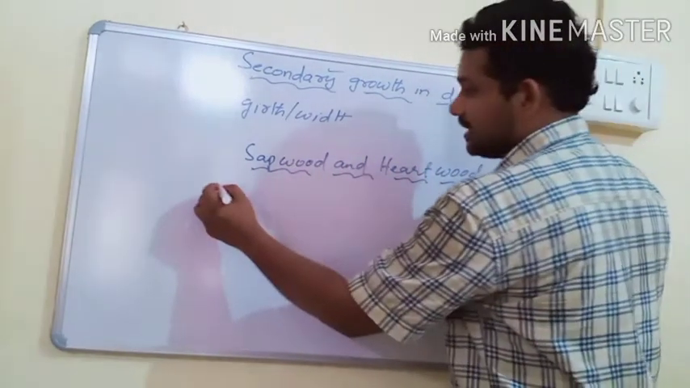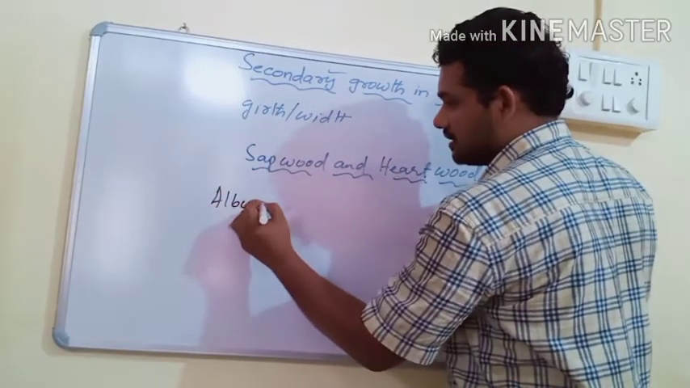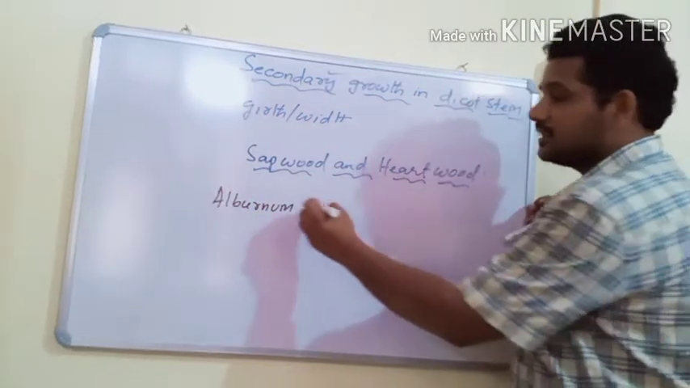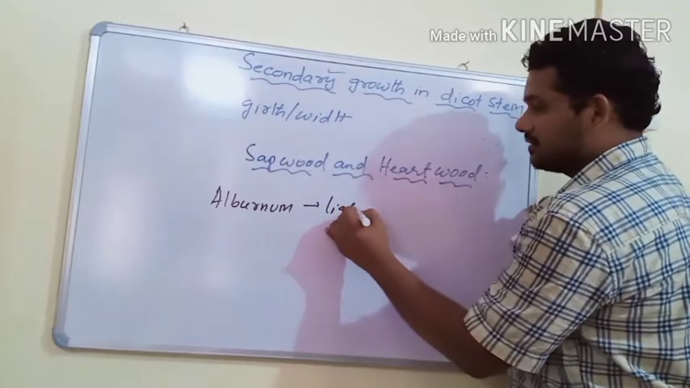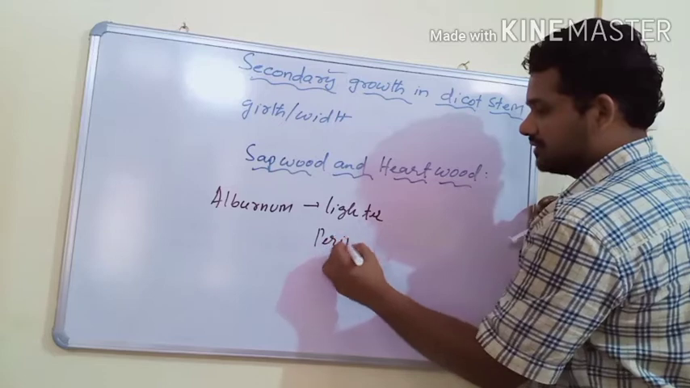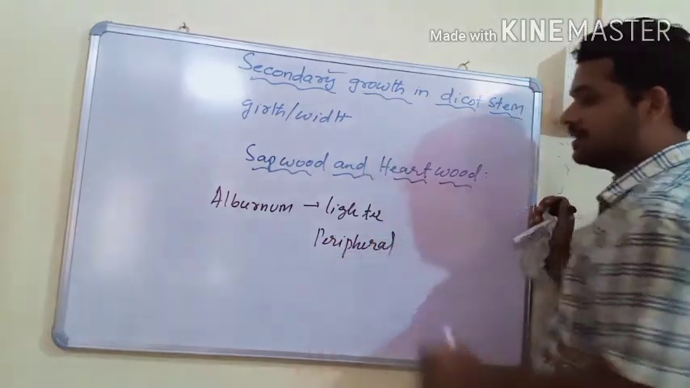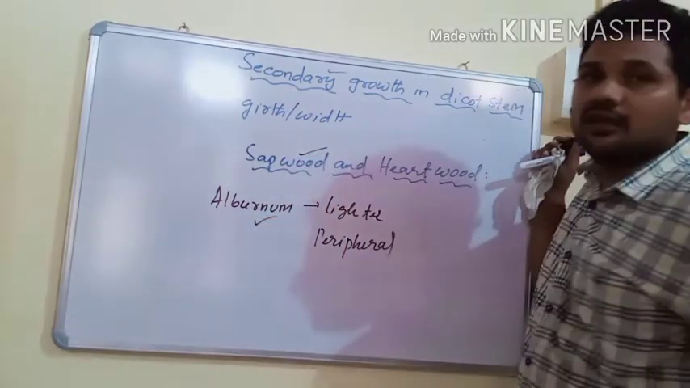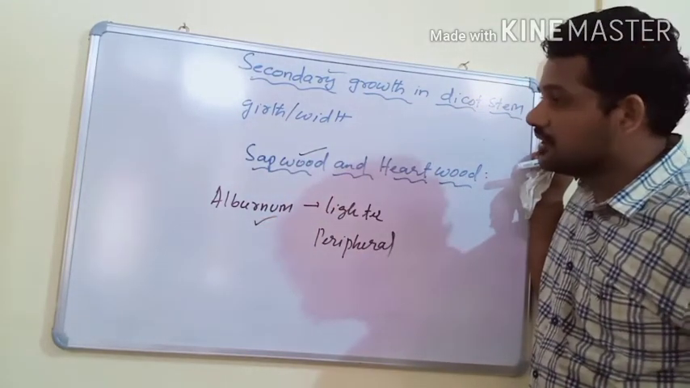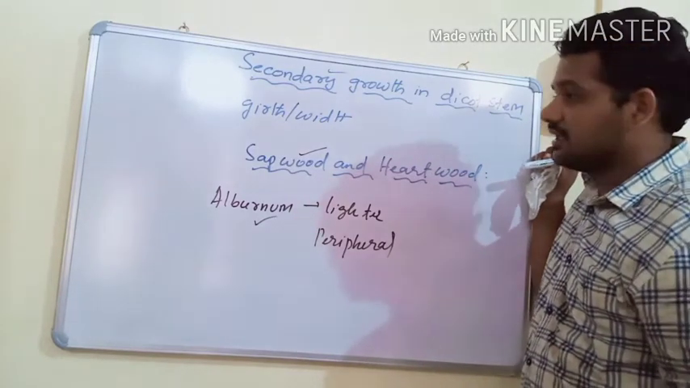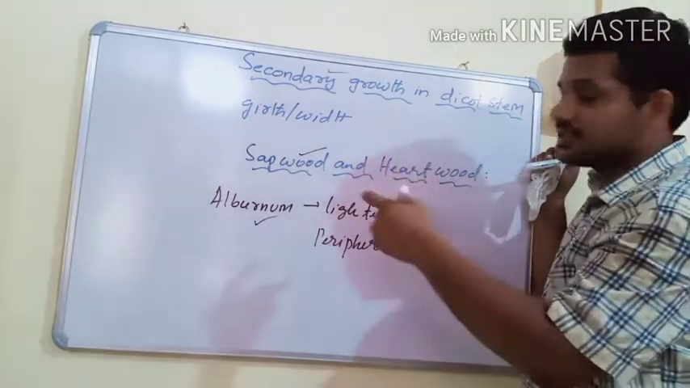Sapwood is also known as alburnum. Alburnum is usually lighter in color, and it is present towards the periphery. The peripheral lighter part of secondary xylem is called sapwood, or alburnum. This alburnum, or sapwood, helps in conduction of water and minerals, and gradually the sapwood is converted into heartwood.